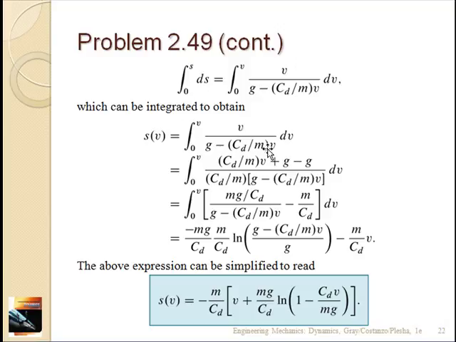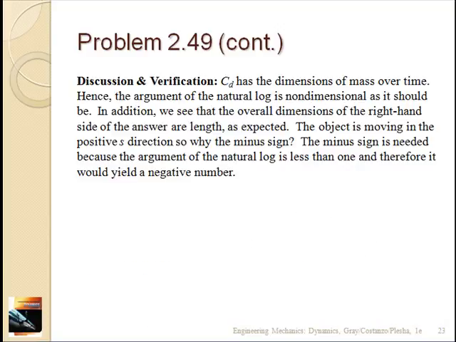We write it this way, do a little manipulation, and you get down to this point. So s is minus m over cd times v plus mg over cd log of 1 minus cd v over mg. This tells us the position as a function of velocity. It would be nice to solve this for velocity and get velocity as a function of position, but it's kind of messy and that's not so easy to do. So all we can do is relate those two, maybe plot them, and then see how the velocity depends on s. You can check your dimensions and that sort of thing.